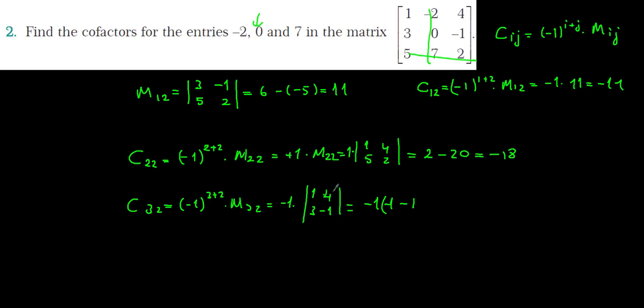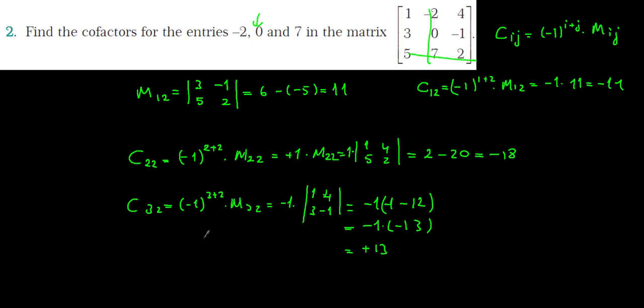It's going to be 3 times 4 is 12, but minus from the formula it's 12. So it's going to be equal to minus 1 times minus 13, which is equal to plus 13 it should be.